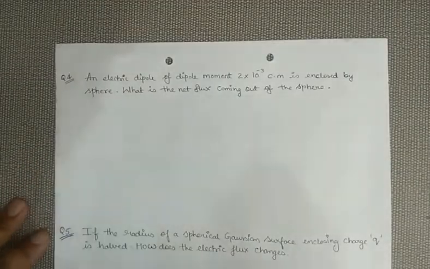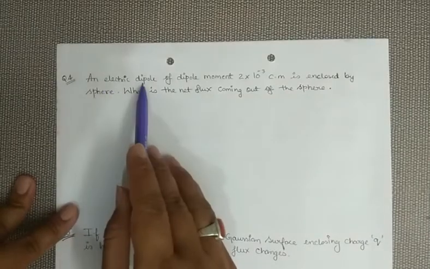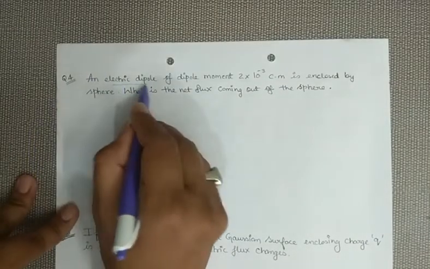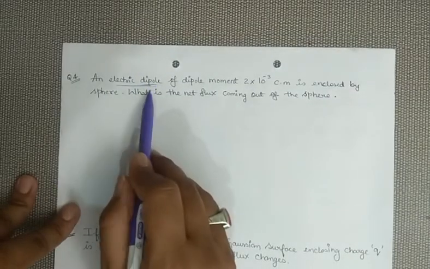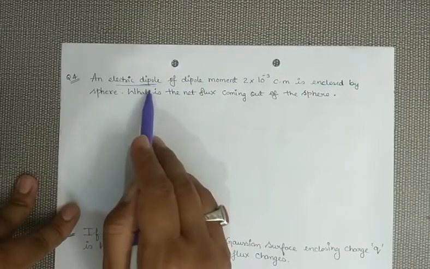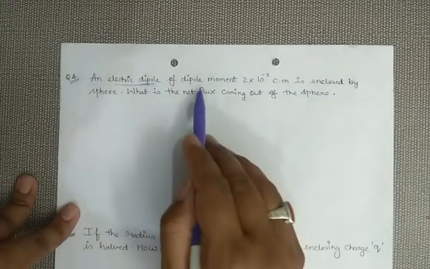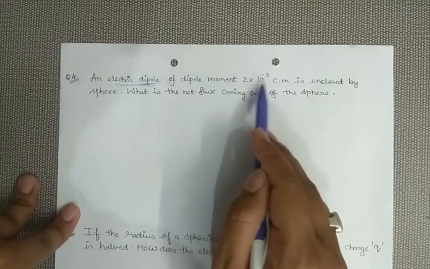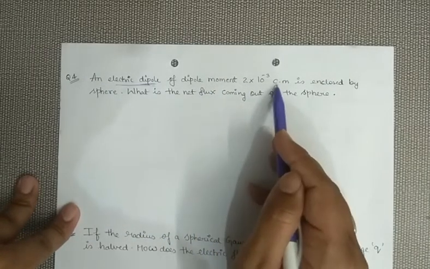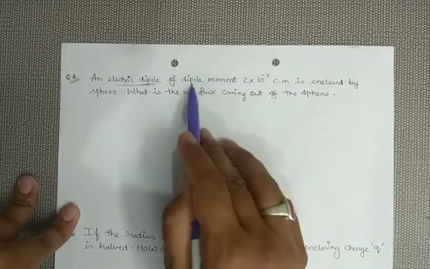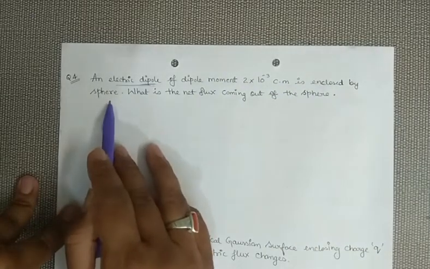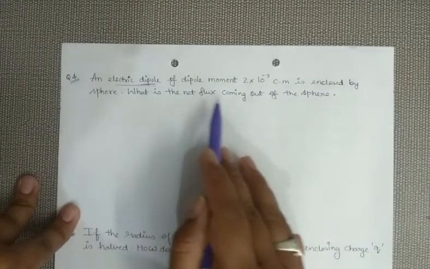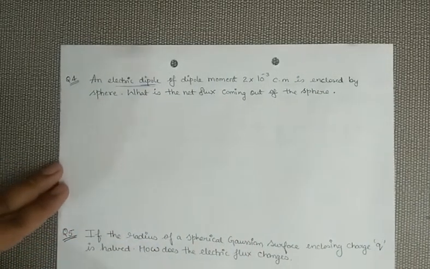So see, this is a very interesting question. A dipole. Now try to remember what a dipole is. Dipole means 2 equal and opposite charges. And their dipole moment is also given: 2 into 10 to the power minus 3 Coulomb meter. Coulomb meter is the unit of dipole moment. So it is enclosed in a sphere. So they are asking what is the net flux coming out of the sphere.